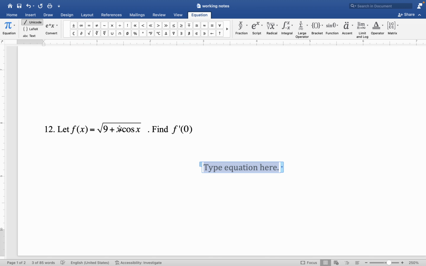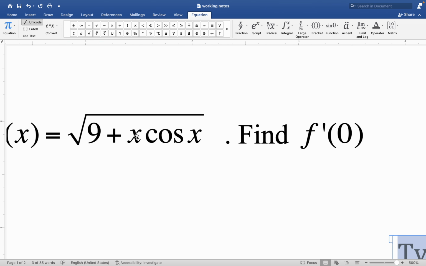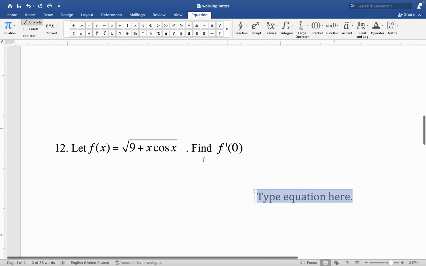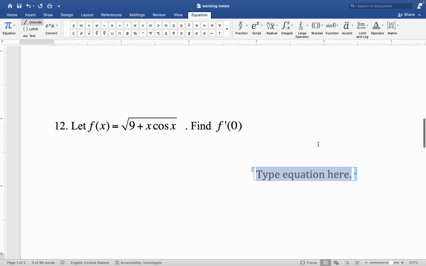although there is a product happening, it is only happening in a piece of the function, right? X cosine x is a product, but that's just a piece of the function. The entire function does not have the structure of a product. The entire function has the structure of a composition, one thing stuffed inside of another. So we need to use the chain rule first.